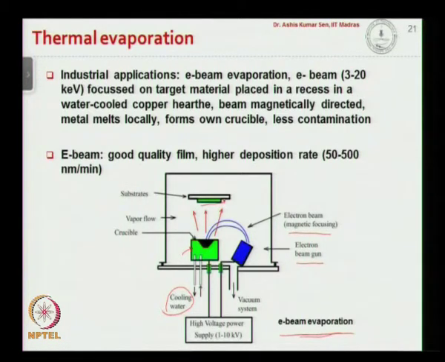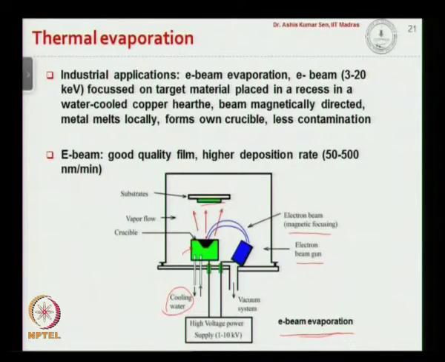That is the principle, and the electron beam based thermal evaporation results in good quality film because we are not talking about any filament here. The metal just evaporates, in fact the part of the metal where the electron beam hits evaporates, and the other part of the metal stays cool in the crucible. So there is no contaminant present in this e-beam evaporation method. The other advantage is that the deposition rate of e-beam evaporation is between 50 to 500 nanometer per minute, which is higher as compared to thermal evaporation.